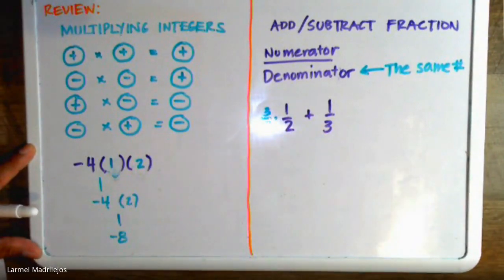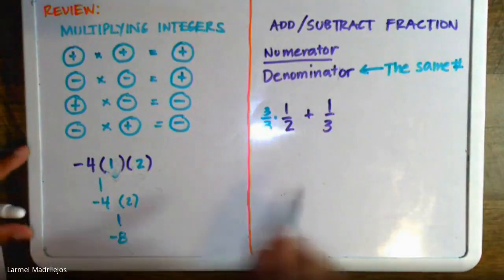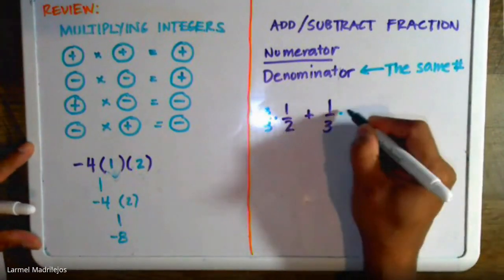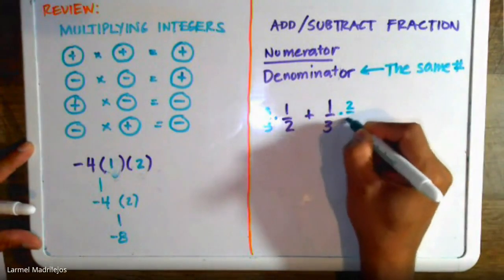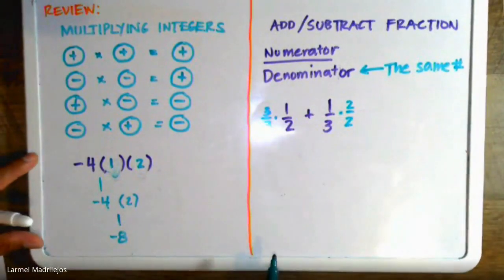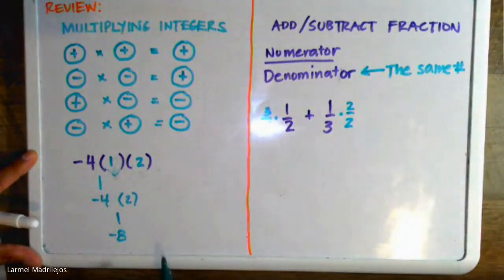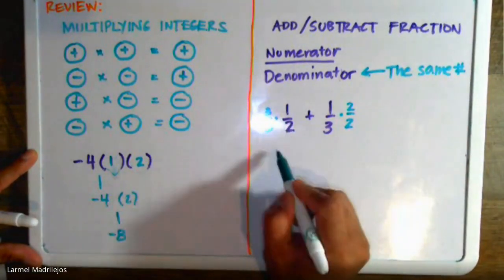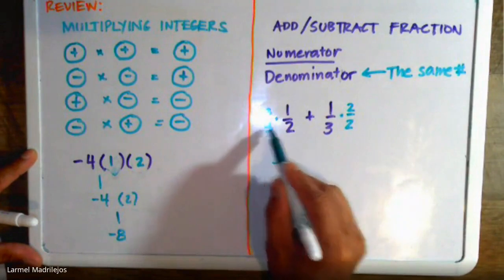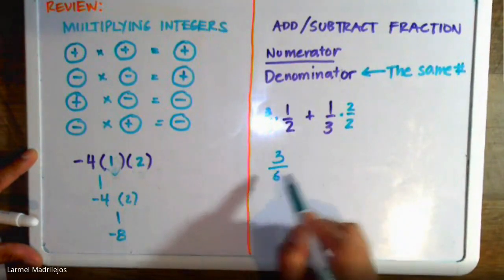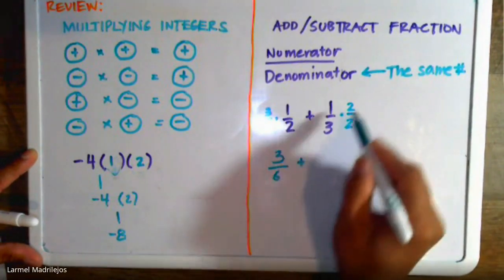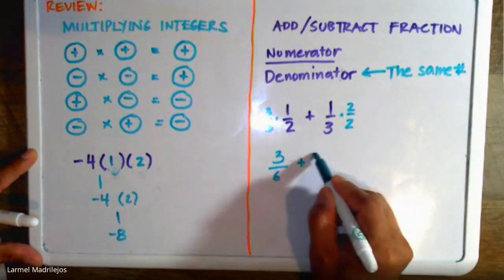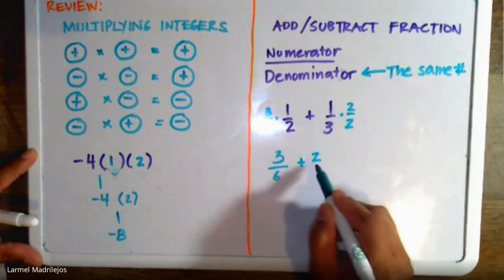Why did I choose 3? Because that makes it 6. And on the other side, I'm going to multiply it by 2 over 2. Okay, I will explain to you why. 3 times 1 is going to be 3. 3 times 2 is going to be 6. Plus 2 times 1 is going to be 2. 3 times 2 is going to be 6.